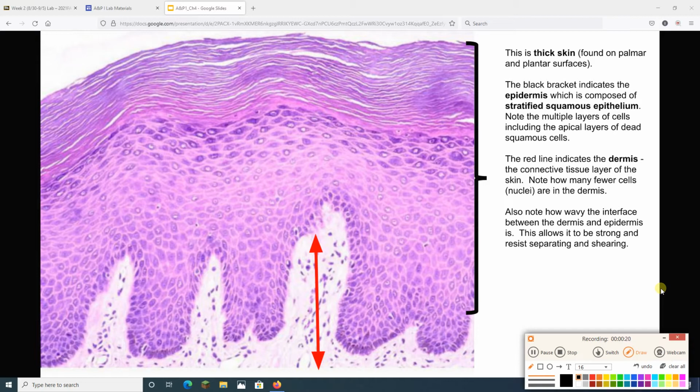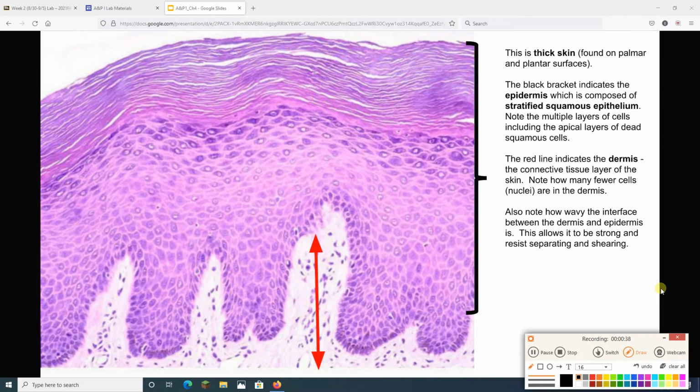Just a quick recap. Remember from last time, if an epithelium has more than one layer of cells, it's stratified. If it has just one, it is simple.